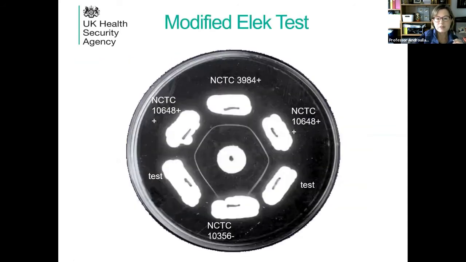This is the test itself once again. So we have the 3 controls: the negative control, positive control, weak positive, and the strong positive. And these are the 2 test strains here.